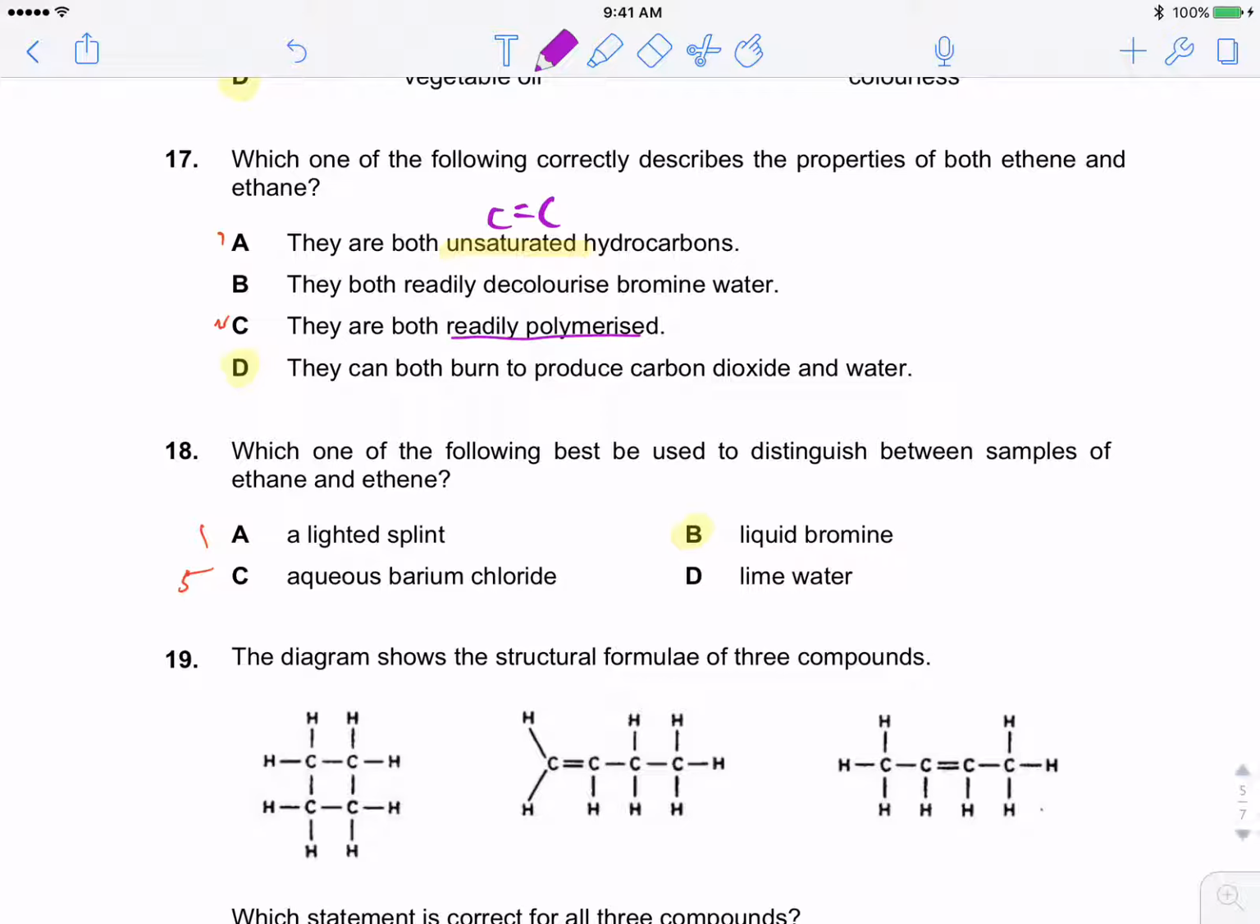Now, only alkenes undergo addition polymerization. If you recall the reactions of alkane, there's only combustion or free radical substitution. So there's no polymerization reaction. And so the answer is D. They both burn to give carbon dioxide and water. Actually, all organic compounds burn to give carbon dioxide and water.